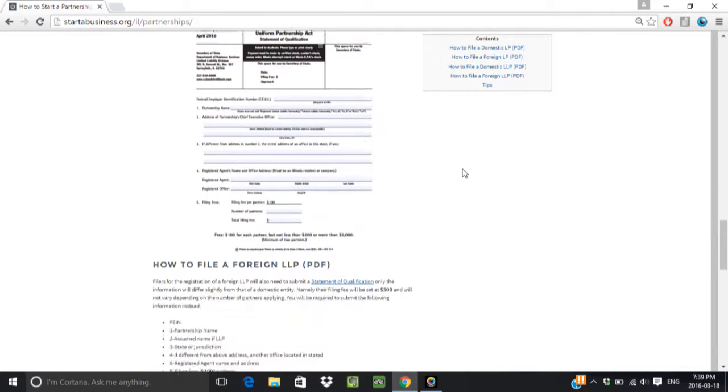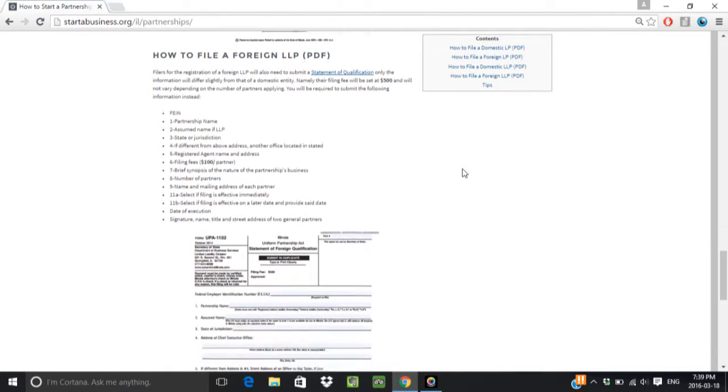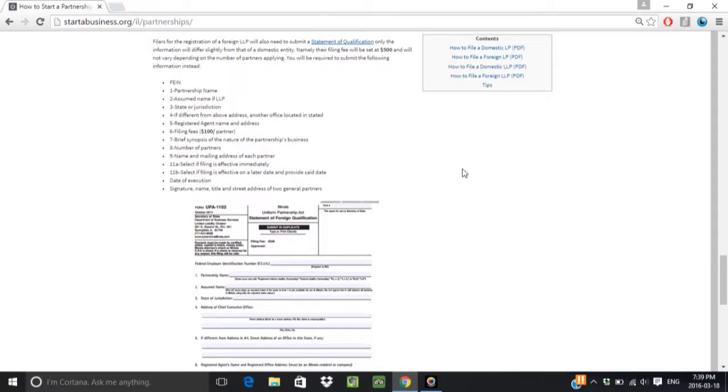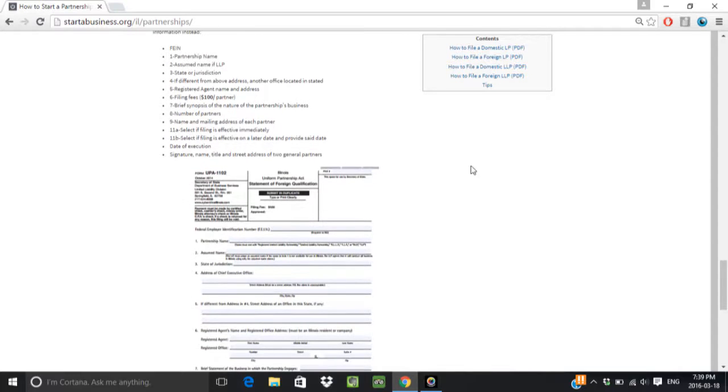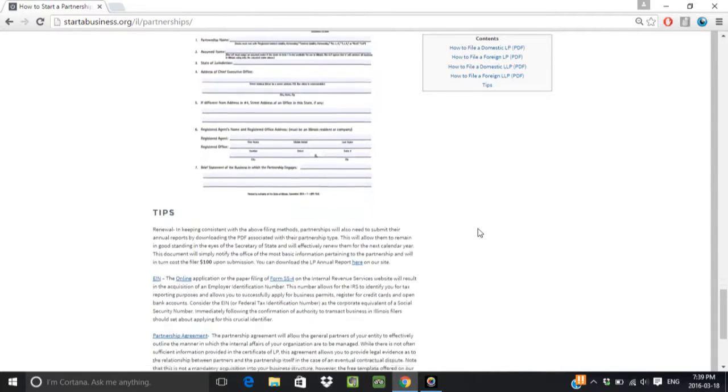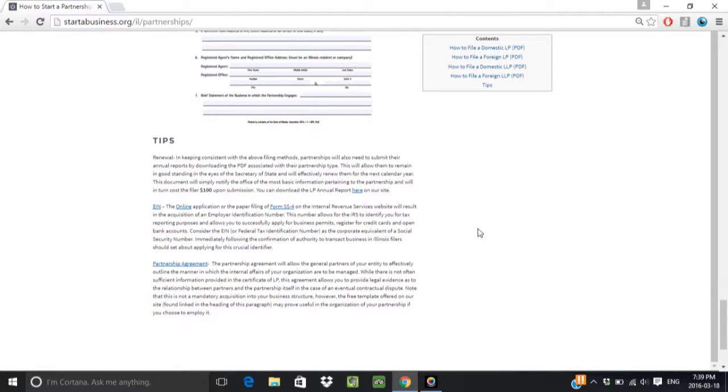And the same can be said for foreign LLPs, essentially all the same information. And the difference between foreign LLPs and domestic LLPs is pretty much the same as when limited partnerships are involved. You just provide your initial state and all that stuff and mail it into the Secretary of State. Now we have a couple tips here. Unfortunately, as you probably noticed, there's no online filing for partnerships.